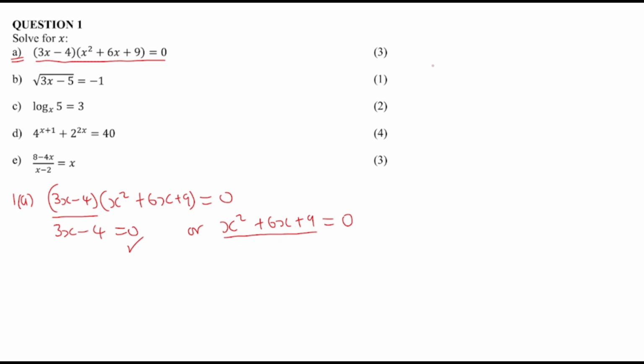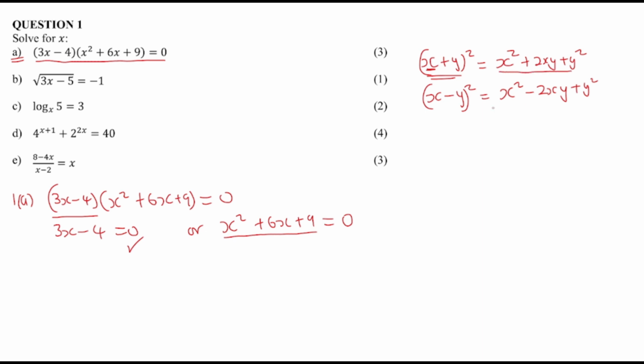What do I mean by binomial squared? You have (x + y)² like this. If you square this binomial, remember you just square x, then plus 2xy, and then plus y². And if it's (x - y)², you'll get x² - 2xy + y². Remember this. If you want to check, you can expand this using the FOIL method. You'll see at the end you are going to get this.